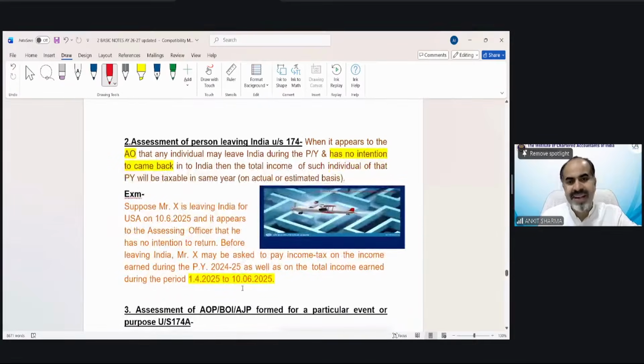The second case is exactly the same as we discussed in the starting, when it appears to the AO. AO is the assessing officer. So we call the income tax officer the assessing officer.